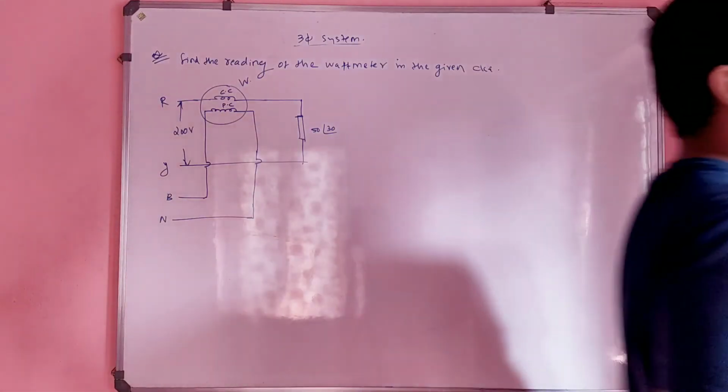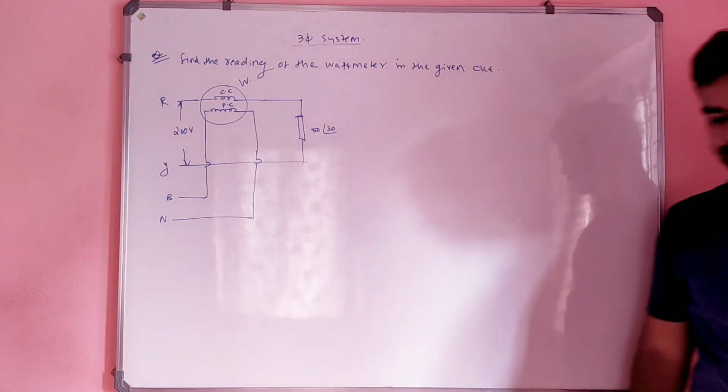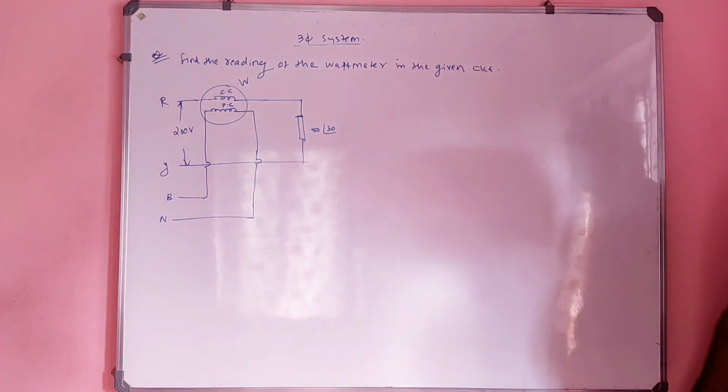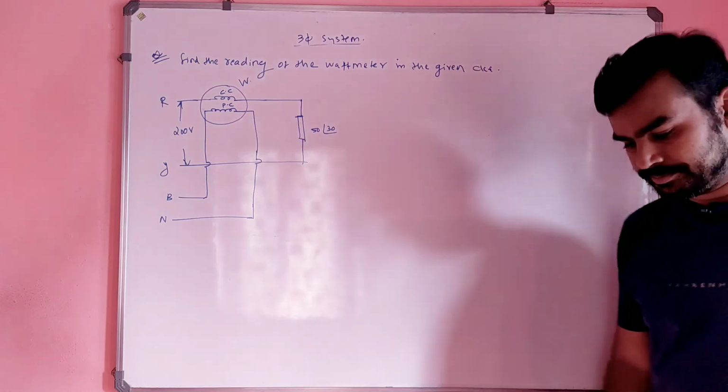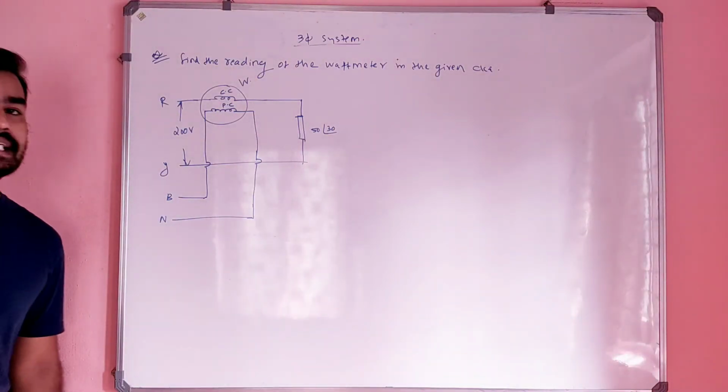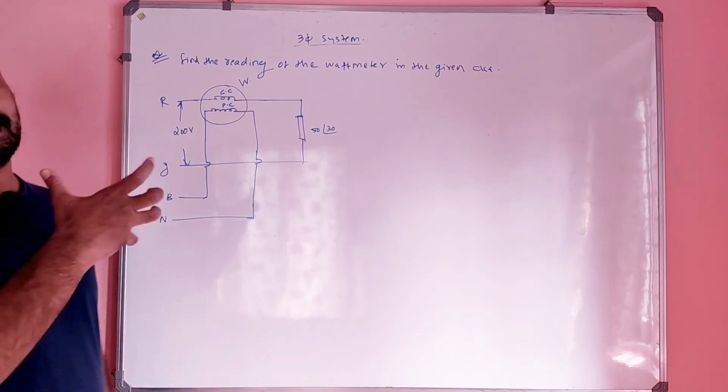So draw it. You have to find the reading of the wattmeter in the given circuit. See, depending upon the connections, the reading will change. That is the aim of doing this type of problems.